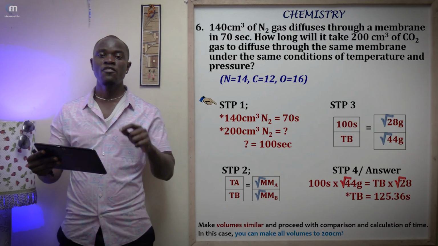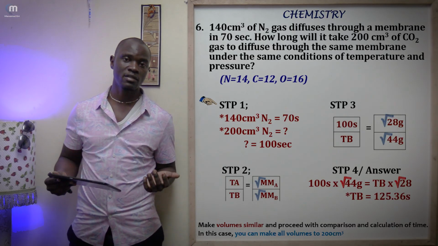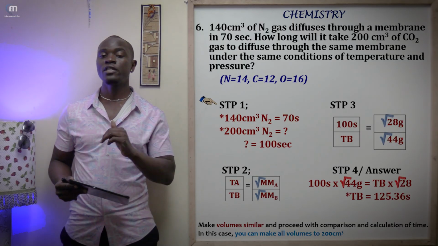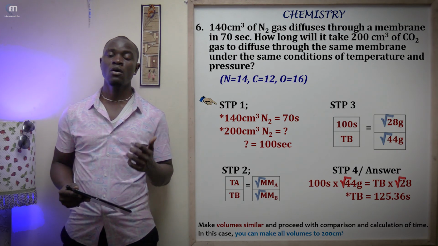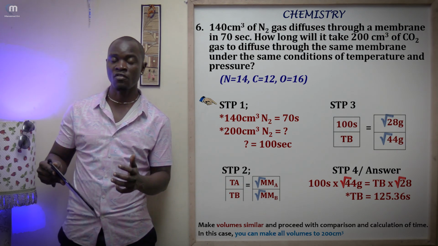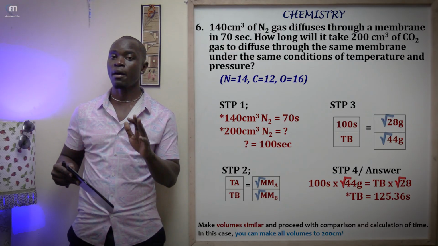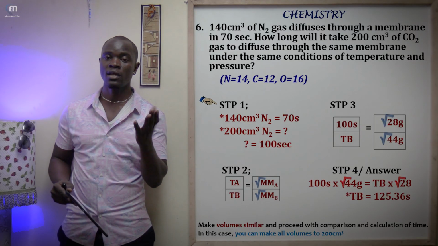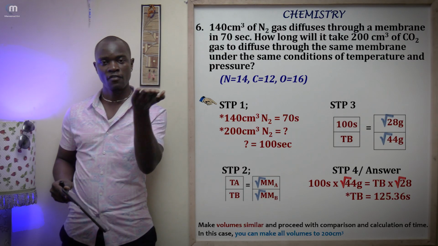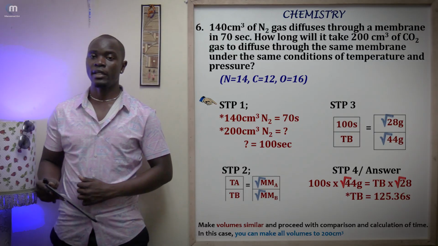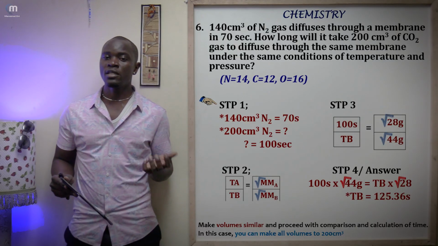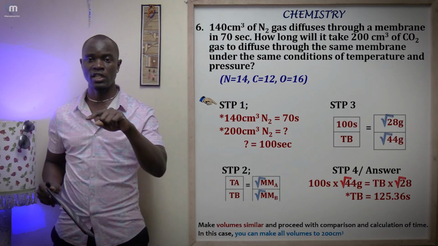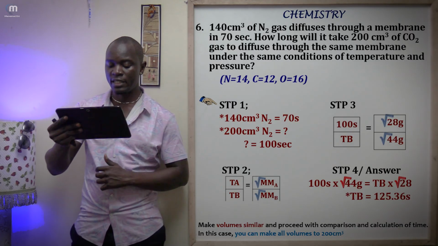You're going to say, if 140 centimeters cubed of nitrogen gas takes 70 seconds, how long will 200 take? So if 140 centimeters cubed of nitrogen gas takes 70 seconds, what about 200 centimeters cubed of nitrogen gas? Remember, we are not concerned with carbon dioxide. We are still dealing with nitrogen, bringing the volume of nitrogen to match carbon dioxide so that we do the calculations. How long will it take?